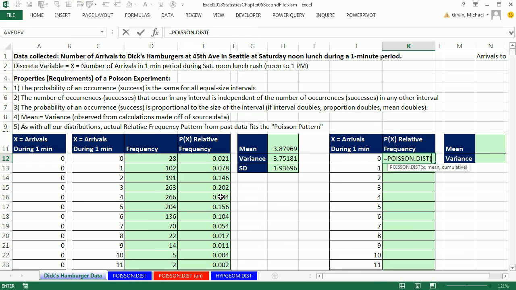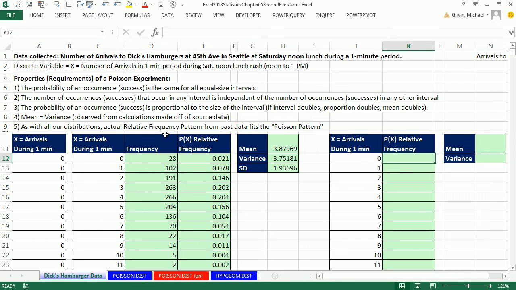Hey, in this video, we want to talk about the Poisson experiment or a Poisson discrete probability distribution, and ultimately about the amazing Poisson.DIST function. But what we're going to do here is remind ourselves of this discrete probability distribution that we already created.